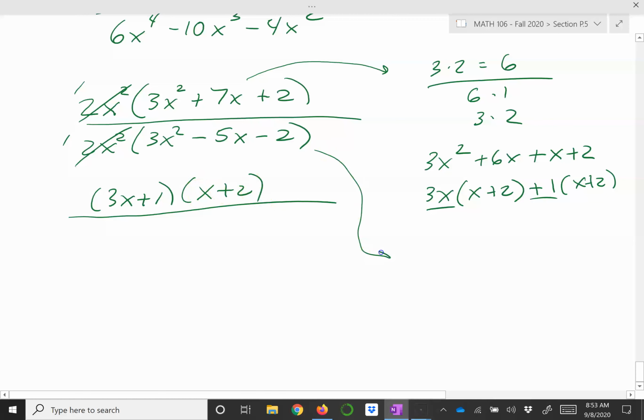And now we're going to do the same thing to the numerator. Again, 3 times 2 is 6. Again, the same factors, 6 and 1, 3 and 2. How do we get 5?